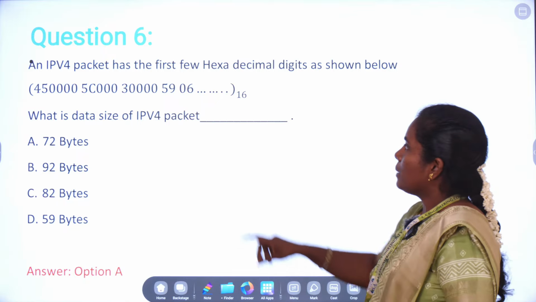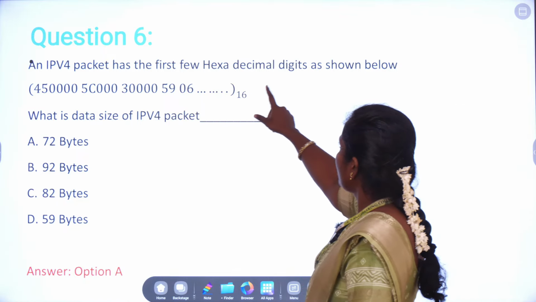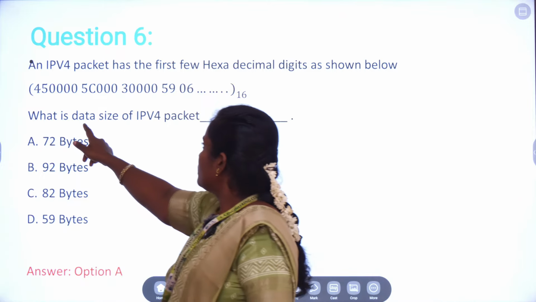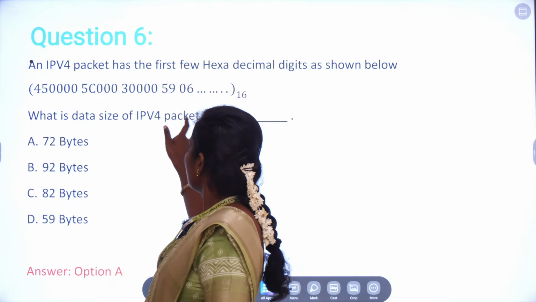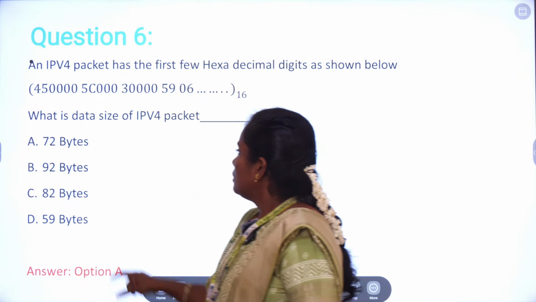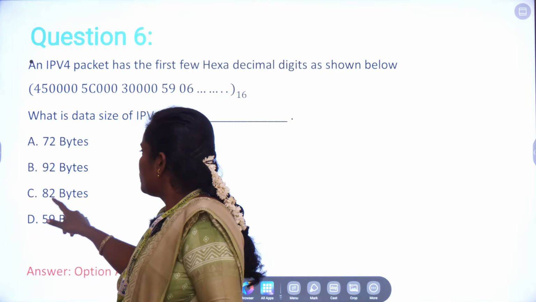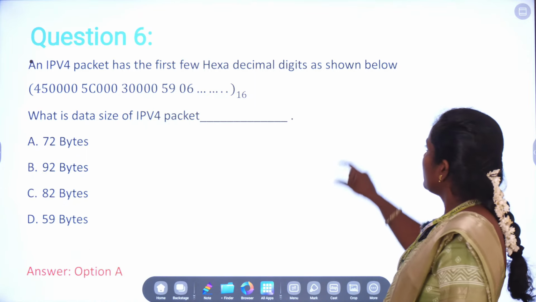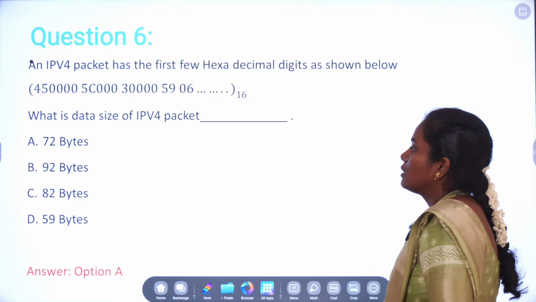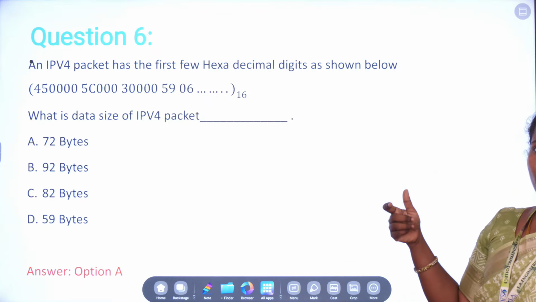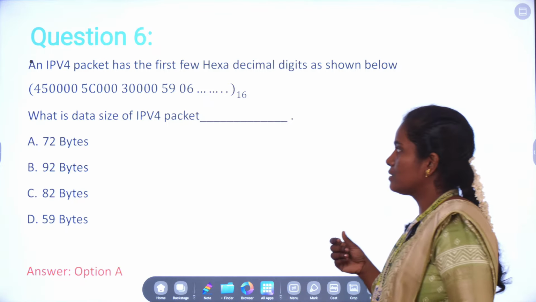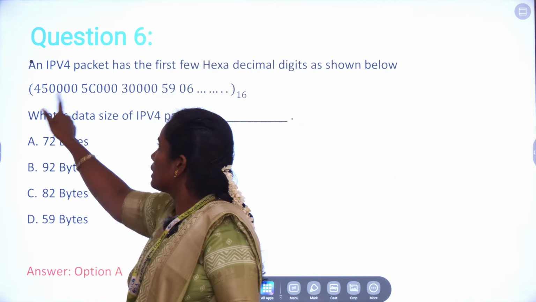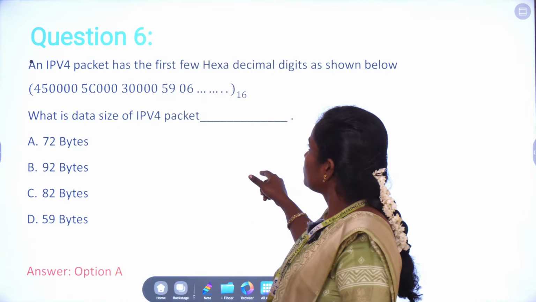Next question. An IPv4 packet has the first few hexadecimal digits as shown below. What is the data size of the IPv4 packet for this number? The options are 72 bytes, 92 bytes, 82 bytes, or 59 bytes. Here they are asking about the data size. In order to find the data size, first we have to find the total length and then the header size. Both we can identify from this hexadecimal number.